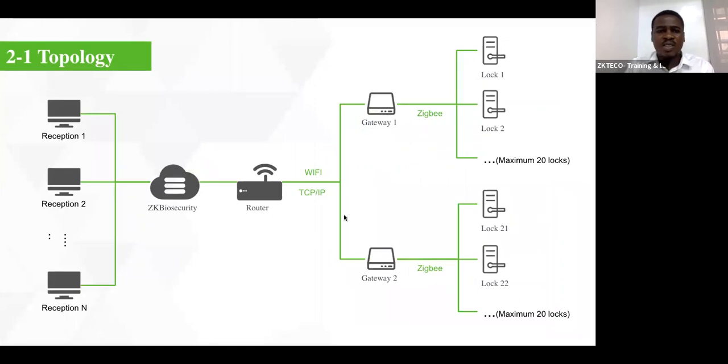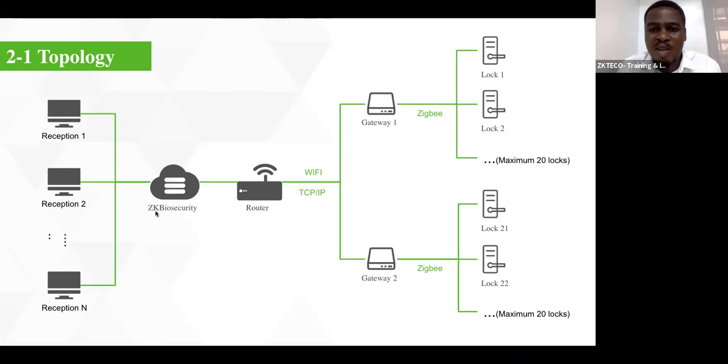So this is the topology. This is how it works. We have the locks connected to the gateway. As you can see, the gateway, which is the ZigBee, connects the locks. You can connect a maximum of 20 locks on one gateway. So you can have two gateways, and each gateway takes a maximum of 20 locks, that's 40 locks. You connect them to your Wi-Fi, then link them to the ZKBiosecurity Hospitality Management.